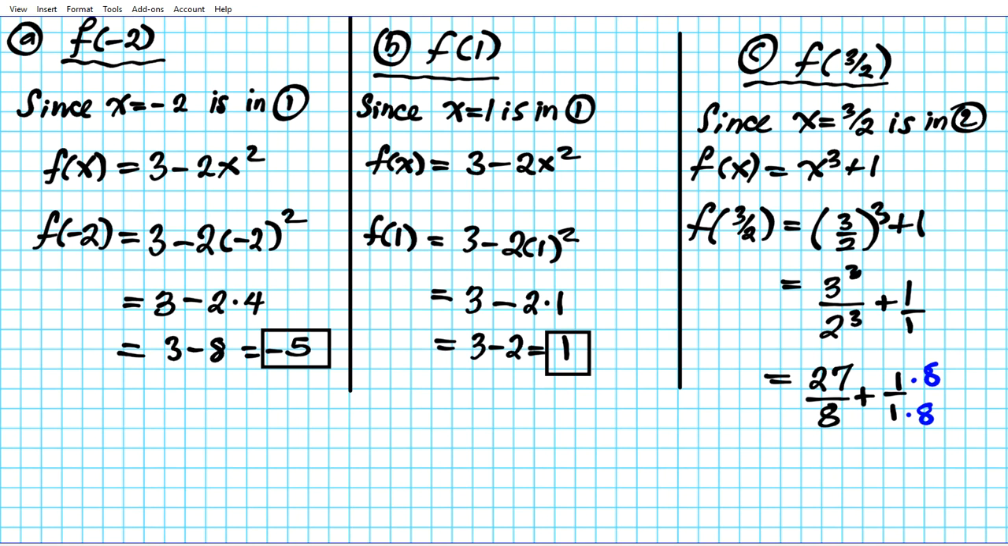And then we have 27 over 8 plus 8 over 8. And your final answer is 35 over 8 as the output value for the piecewise defined function when x, or the input, is 3 over 2. Alright, let's take a look at the last example.